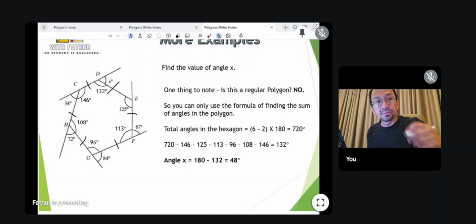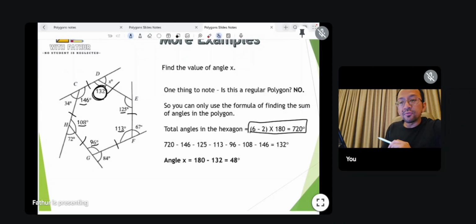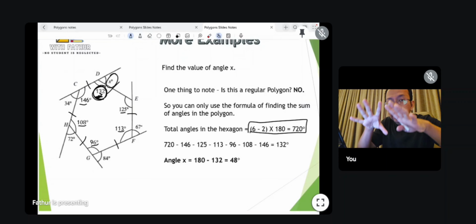Okay. So when it comes to a polygon, always ask yourself, what's the total angle? So the total angle will be 6 minus 2 times 180. You get 720. Then you take 720 minus all these numbers to get what? To get this value over here, right? Then, since you have already found 132 already, to find angle x, x is the exterior, right? So you just take 180 minus the interior of 132, you will get the value of x, which is 48. That is one step. The step of finding from the inside.